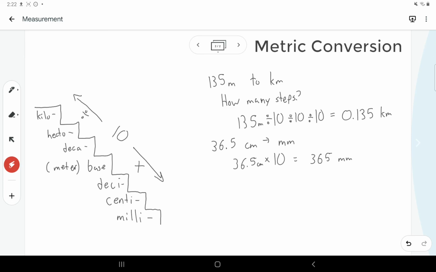Okay, so just to review, using this staircase, you can start at any of these units, then just count the steps, then either divide or multiply by 10 the number of steps you took, and you'll end up with your new unit answer.